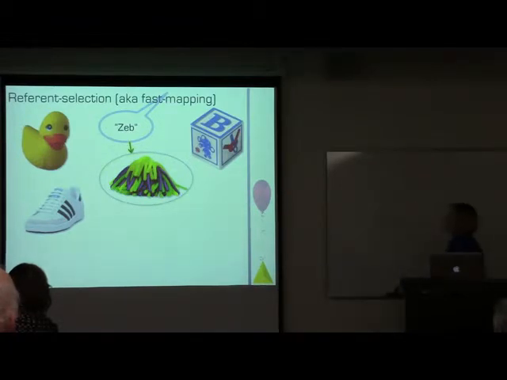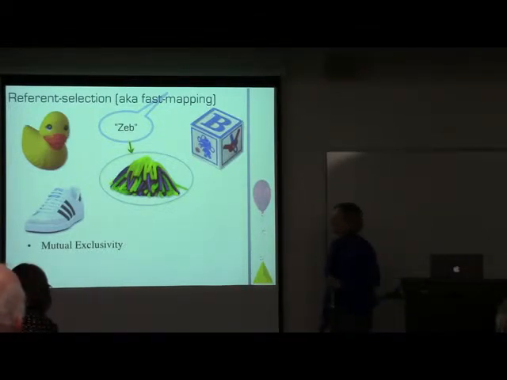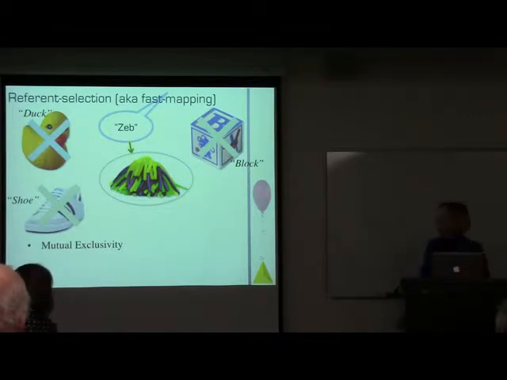In the literature, there are a couple different ways that we think that they do this. One is by what's called a mutual exclusivity bias. That's the idea that because they already know duck, shoe, and block, they just assume that the new word Zeb has to go with the novel object. Okay, so that's using represented lexical knowledge.